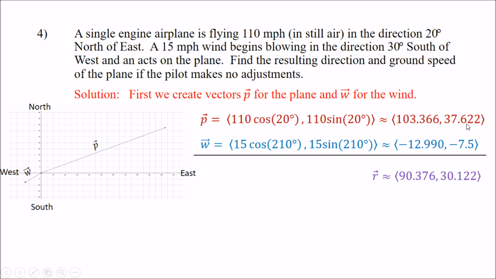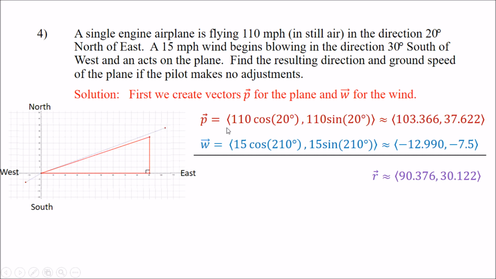And instead of going 37.6 miles per hour towards the north, he'll now only be going about 30 miles per hour to the north. So he lost about 7.5 miles per hour to the north. Here you can see the resultant drawn out. It's almost a headwind. The wind is almost coming straight on at the plane.